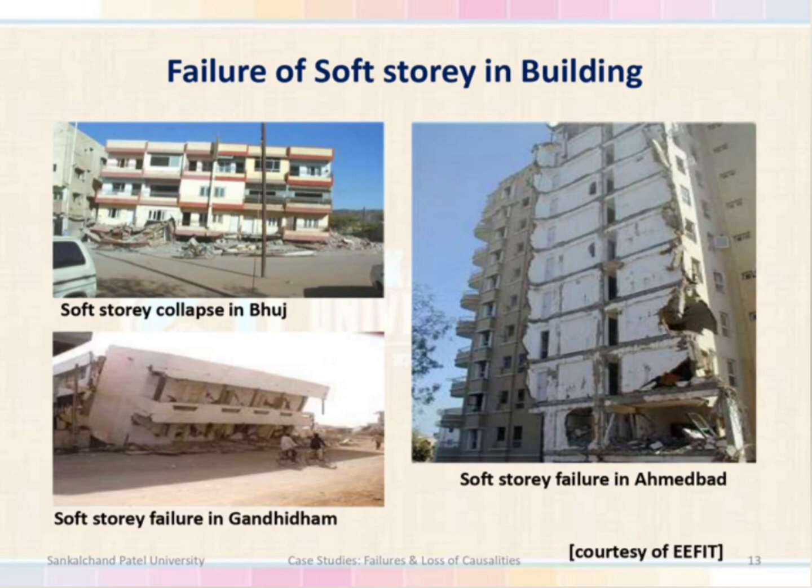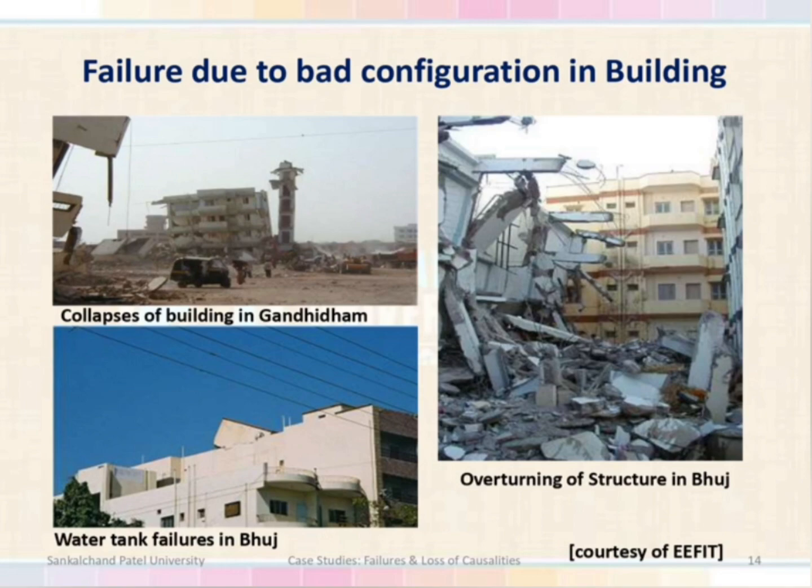The buildings were also damaged due to the soft story effect at different places like Bhuj, Gandhidham and Ahmedabad. Due to bad configuration in the buildings, you can also see collapse, water tank failure, and overturning of structures in some places like Bhuj and Gandhidham.